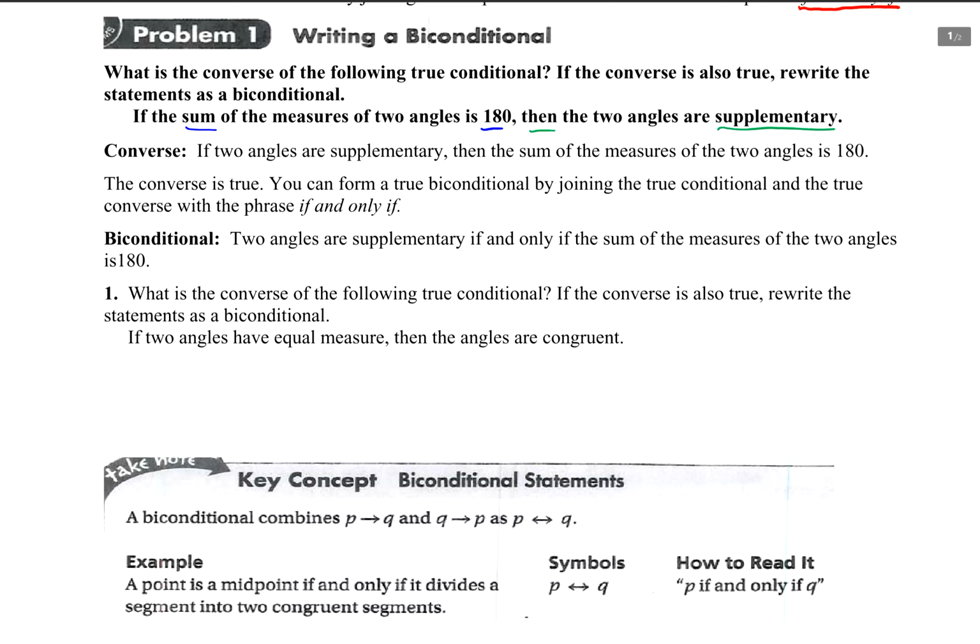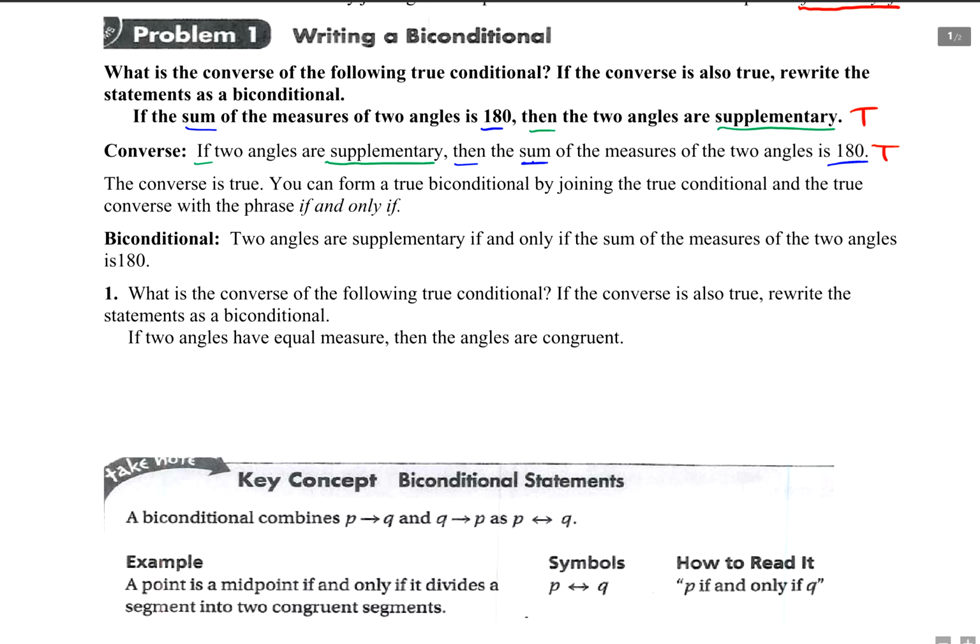So now we write our converse. So we switch the two. If two angles are supplementary, then the sum of the measures is 180 degrees. Now, is this true? Well, what's the definition of supplementary? Supplementary, we know, means that the sum of the measures of two angles is 180 degrees. So we know that this is a true statement. So we have a true conditional and a true converse.